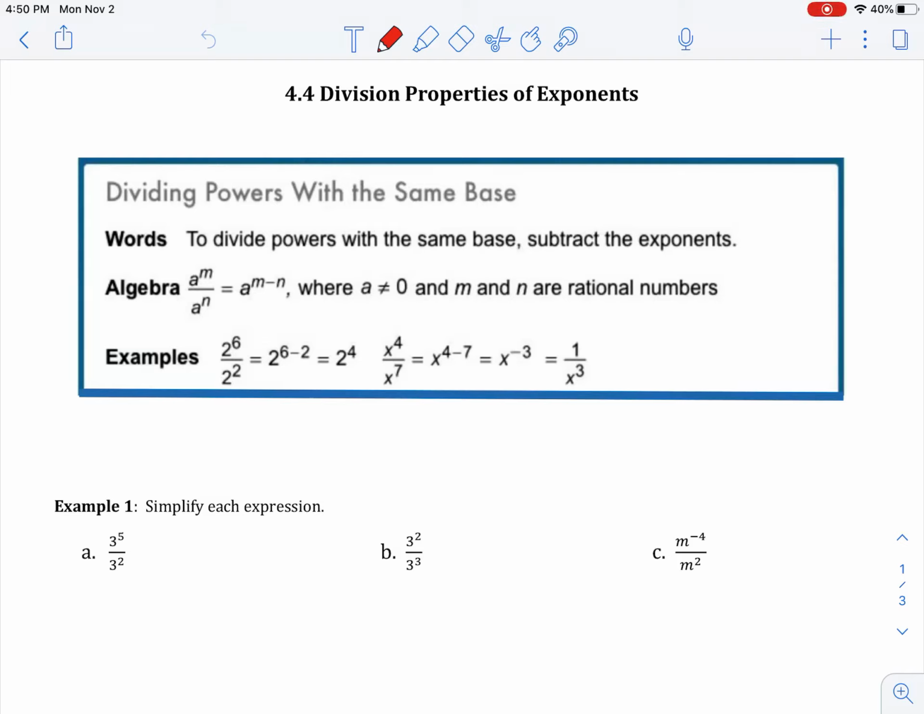So the last two exponent rules we have to do deal with division. In section 4.4, we're going to do the division property of exponents. There are two properties we're going to cover today. The first one is called dividing powers with the same base.